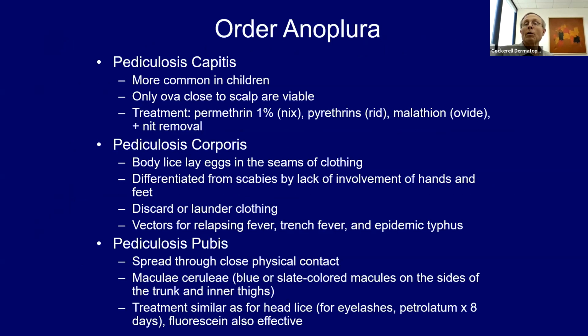These are in the order Anoplura. Okay, so you've got 3 different lice that you need to know about. There's Pediculus capitis, Pediculus corporis, and Phthirus pubis, which is what this one is. This one's a different genus. We thought pediculosis is the name of the disease. So Pediculus is the actual genus, and Phthirus is the genus for crab louse.